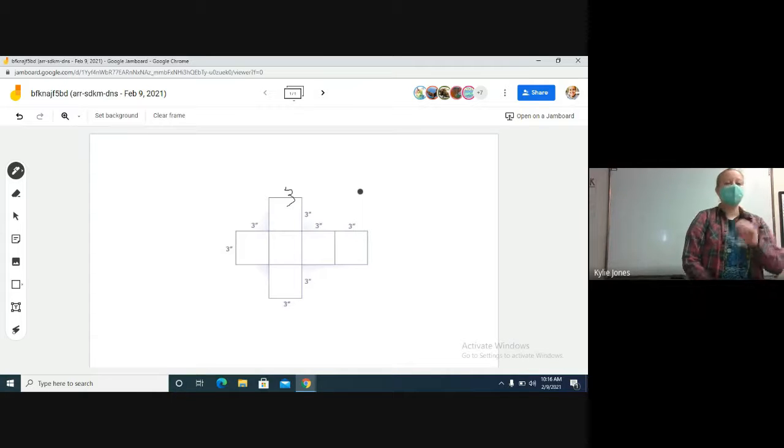So each square is what dimensions? 3 times what? 3. So if we take this top square, this is a 3 times 3 to find the area. What is 3 times 3? 9. So inside there is 9.